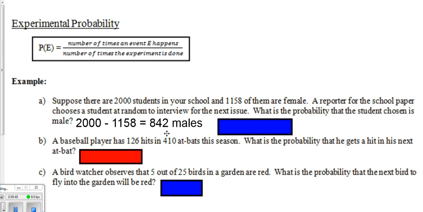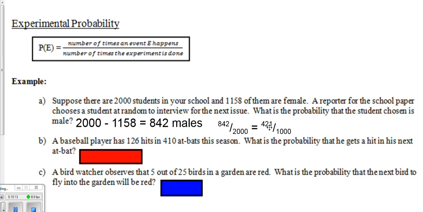Now that we know how many males there are, how many there could possibly be, then we'll have to say, okay, that out of the 2,000 possible students would be our experimental probability. 842 out of 2,000 reduces down to 421 out of 1,000. So that would be our experimental probability that the student chosen would be male.